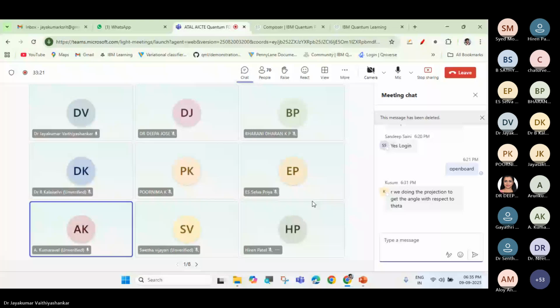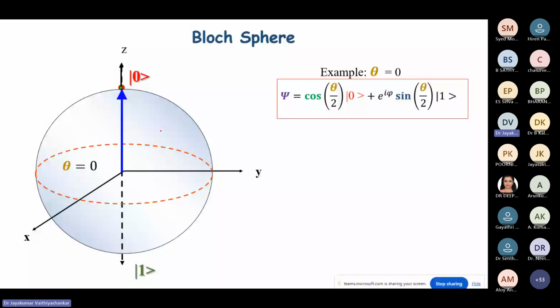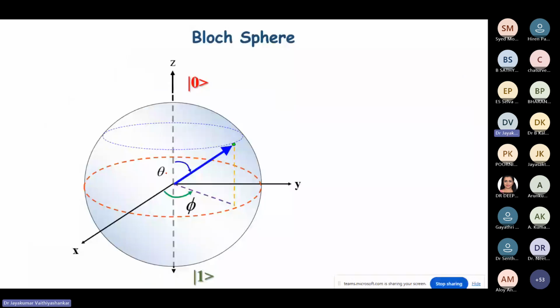Exactly, sir. It will represent the z-axis. Look at here, for reference I will show. If theta equal to 0, the quantum state vector moves to the z-axis. It will point to the north pole, not the x-axis. So please look carefully.